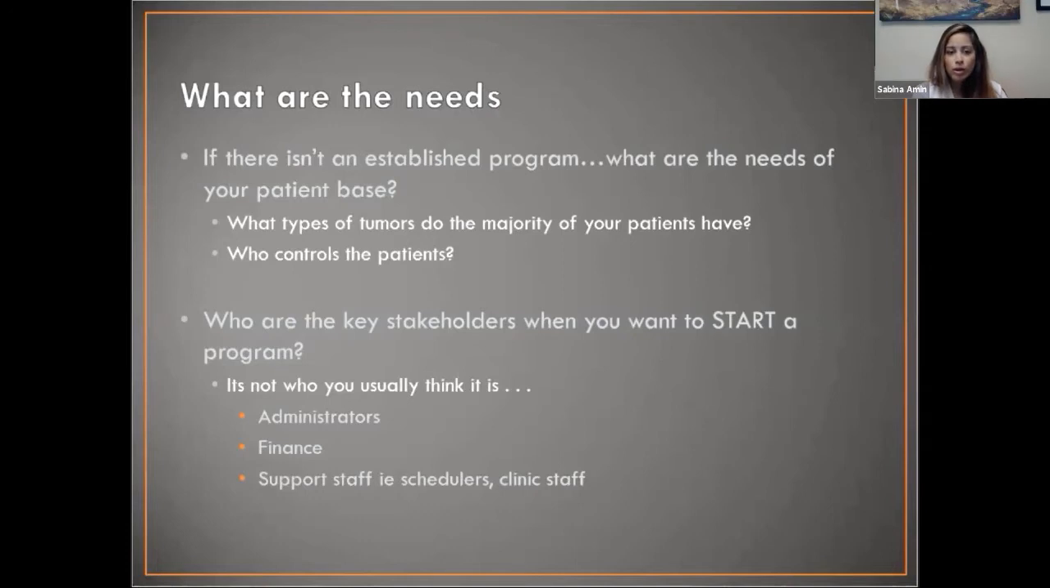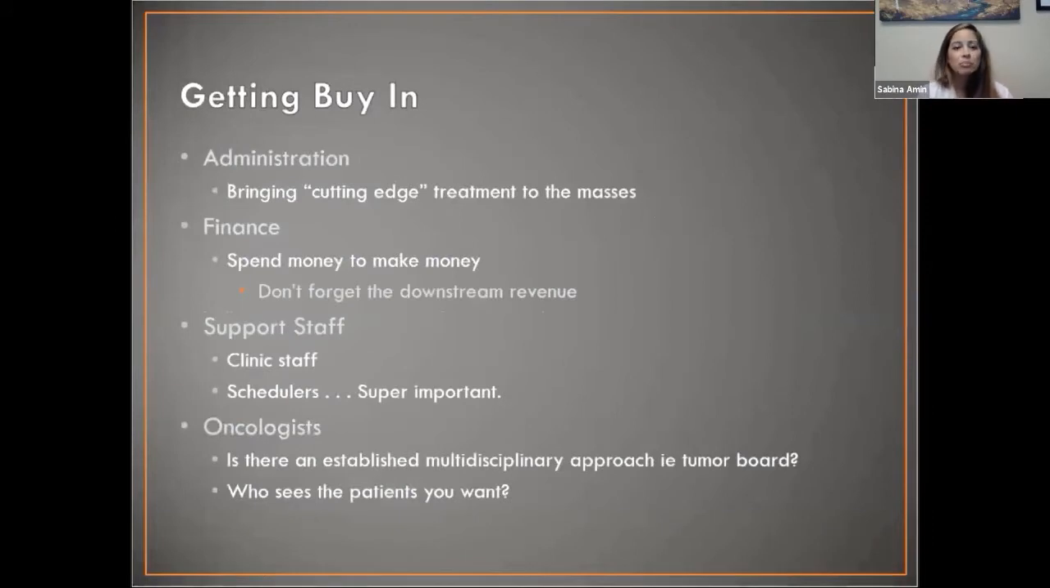If you want to start a program, you've got to figure out who the key stakeholders are. It's not usually who you think it is. You have to look at the administrators, finance, and the support staff who become incredibly important, such as your schedulers and your clinic staff. It's really important to make sure that you have all the necessary support along the way. Having candid conversations from the start regarding the intent to build the service and its initial time and resource requirements is really important, because if you don't have the support of your hospital and your group, the project is unfortunately unlikely to succeed. You're going to need to get buy-in.